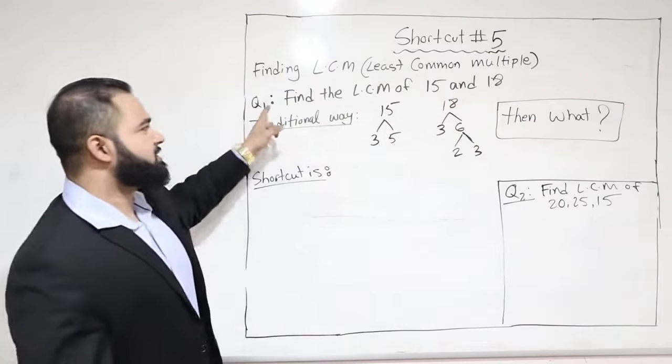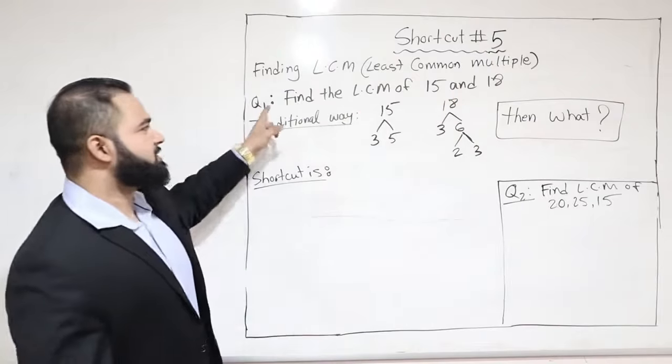Wait a minute. We cannot divide 15 by 2. But can we divide 18 by 2? Yes, as long as you can divide one of them, you are allowed to divide by 2. So what do we do with the 15? We keep it as it is. We cannot divide 15 by 2, so we keep it as it is. But 18 divided by 2, the answer is 9.